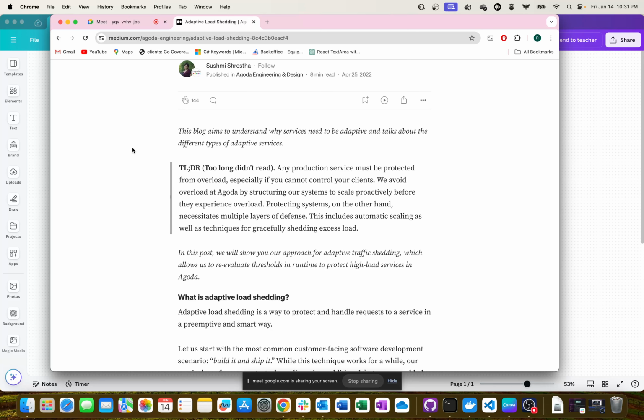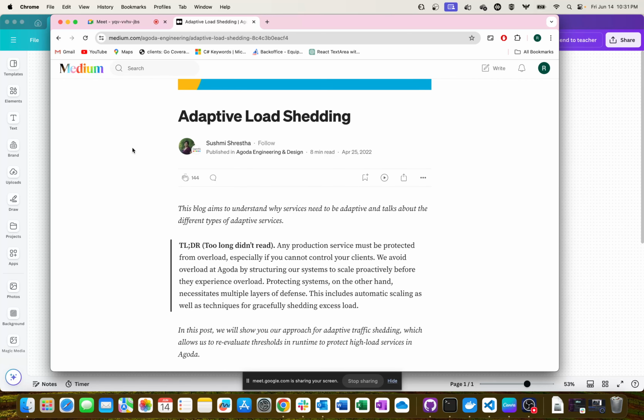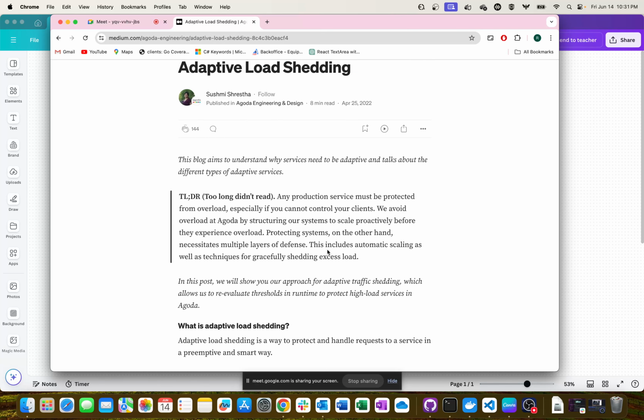you should account for all this kind of thing. Load shedding and rate limiting are things you should always account for. That's what this blog is talking about: protecting a system necessitates multiple layers of defense. Automatic scaling, load shedding, and then you have pen testers, people who, given a public endpoint, will hit it a million times from different IP addresses just for the fun of it, to crash the system. So you need to protect your system from all these kinds of things.